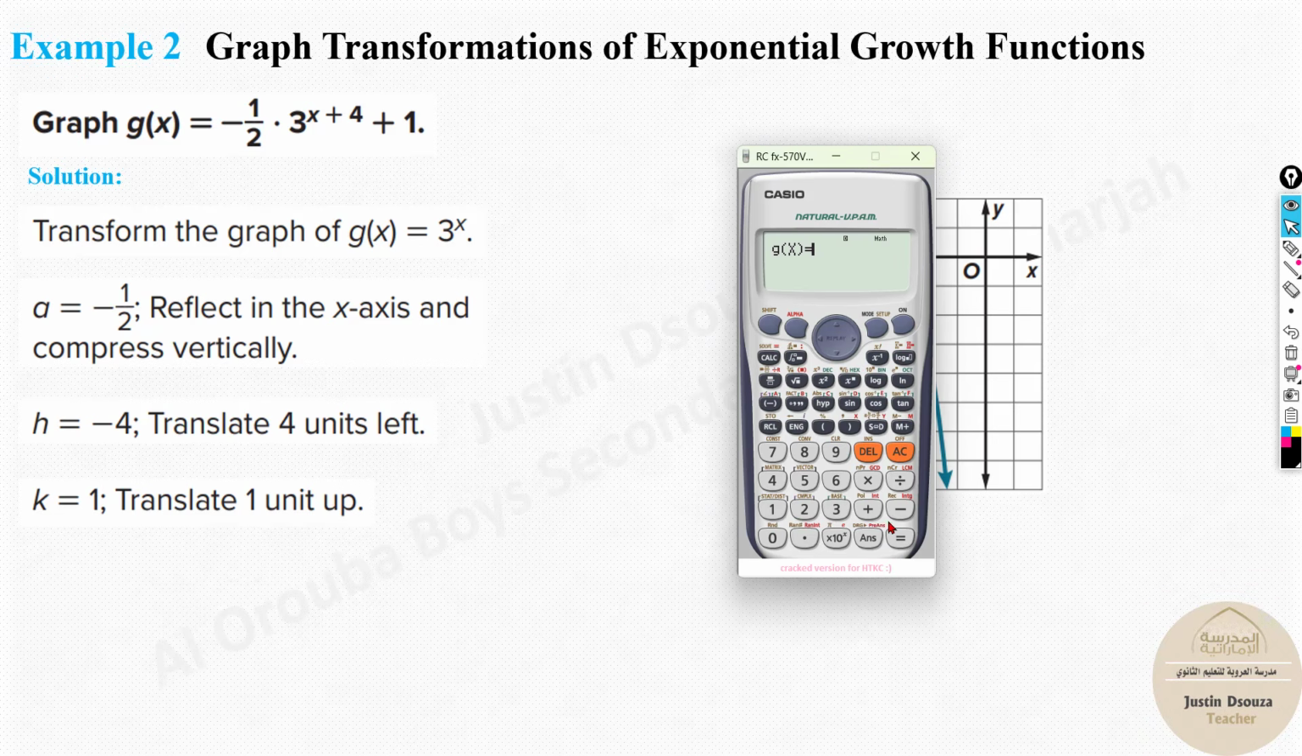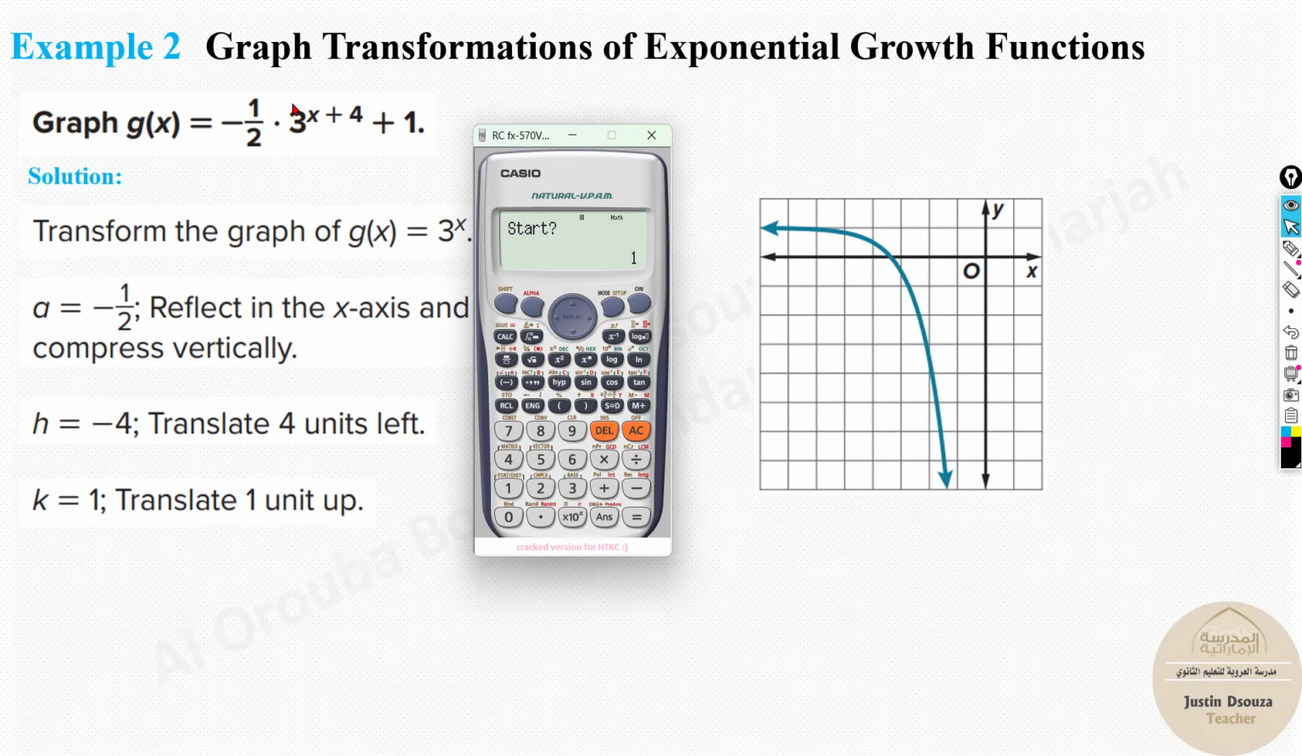And now let's start with values. Over here you must be a little bit careful because it's plus 4. I know the graph is shifting towards the left. So let me start these values, say from minus 10 until say positive 3, and step 1. Okay, now you will get these answers.